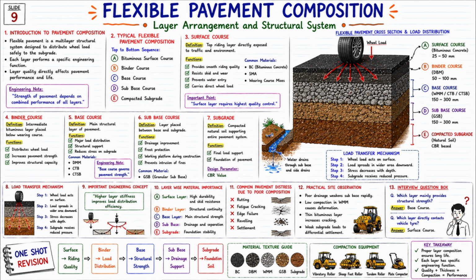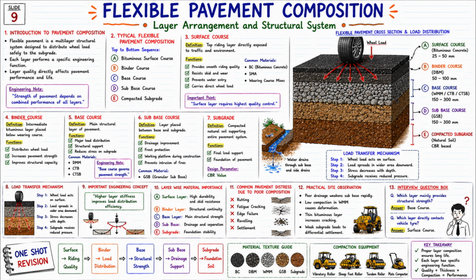Now let us look at the fourth topic: binder course is the intermediate bituminous layer. It remains under the wearing course. Its functions: wheel load distribution, pavement strength increase, structural capacity improvement. Now look at the common materials: DBM, that is dense bituminous macadam, CTB or CTSB.